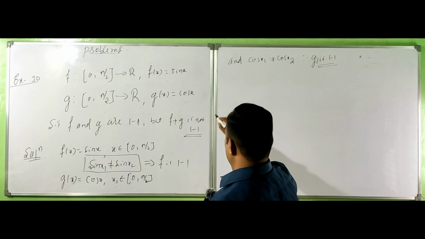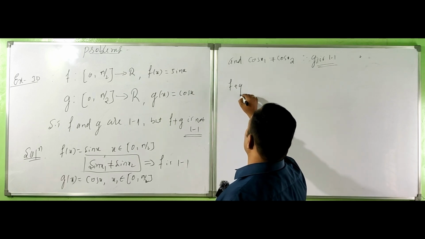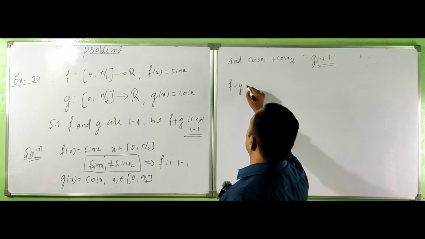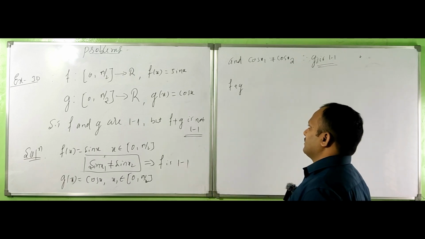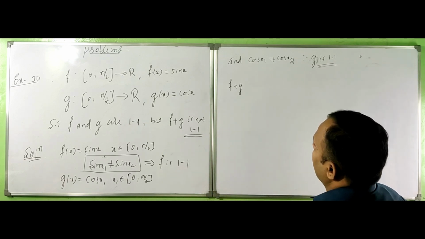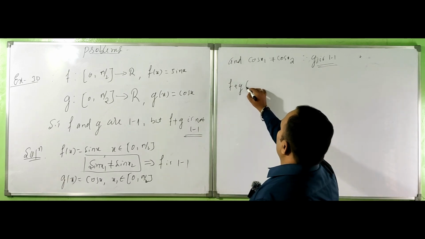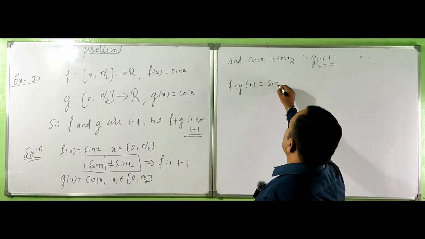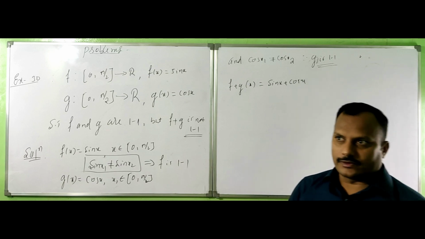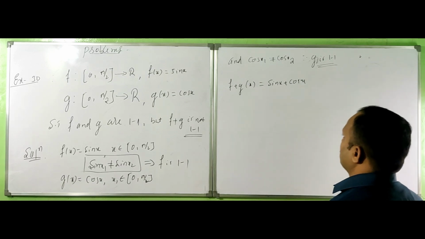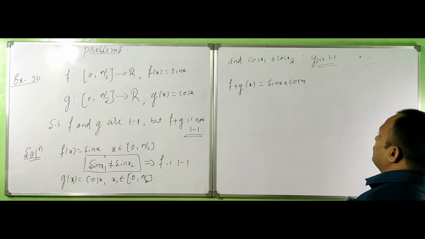Second one, let's take f plus g of x. Take examples. F plus g of x is equal to sin of x plus cos of x. This is not a composite function, I think; it is the addition of two functions. So here, how to show f plus g of x1 is equal to f plus g of x2.